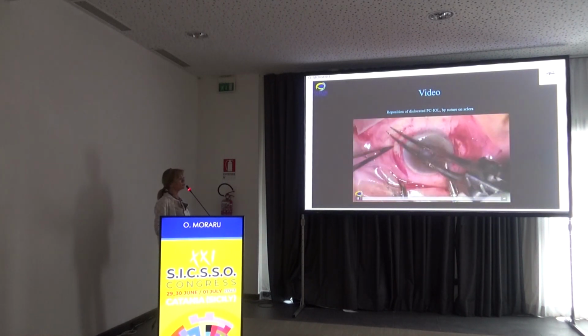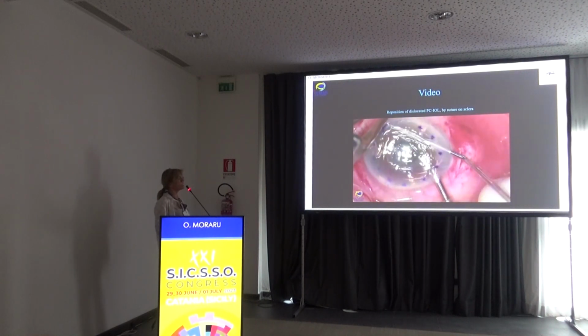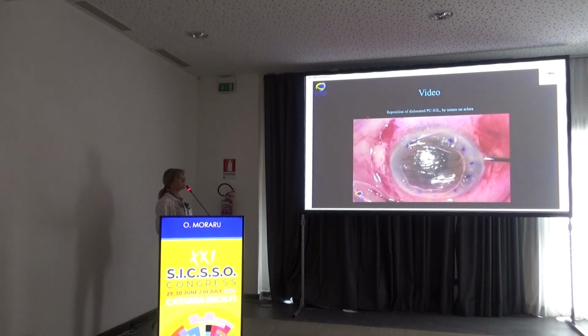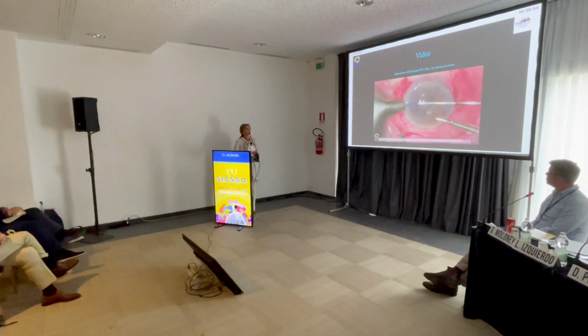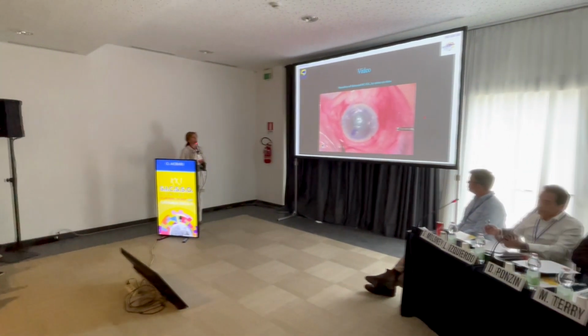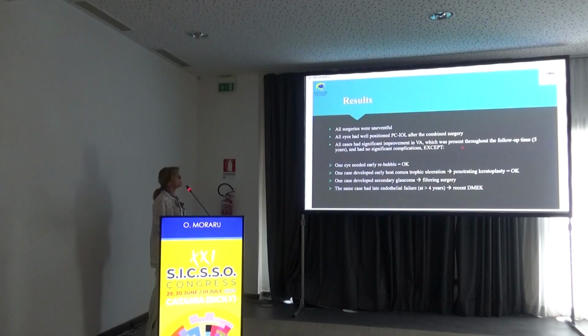First, as you saw, we externalized the superior haptic and then the opposite haptic, and we sutured it with a Prolene suture. Then we passed to the second part of the surgery, DSAEK, and again this is more or less the same standard technique for DSAEK. All surgeries were uneventful. All eyes had well-positioned PCIOL after the combined procedure.